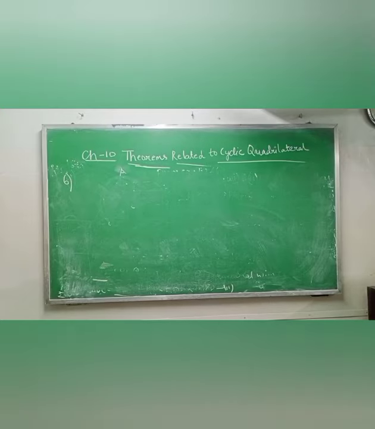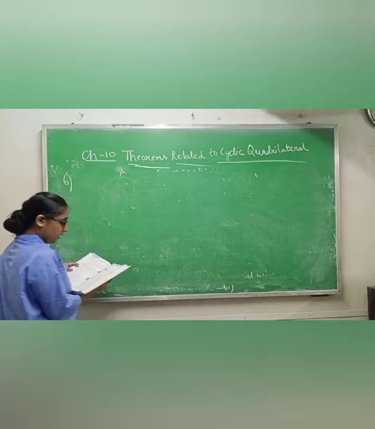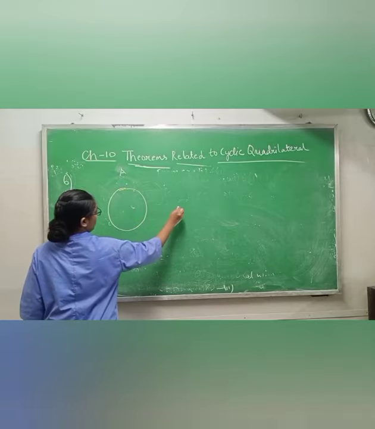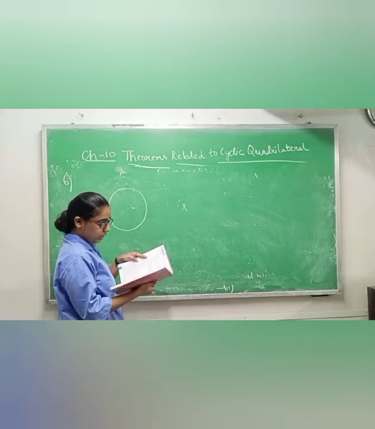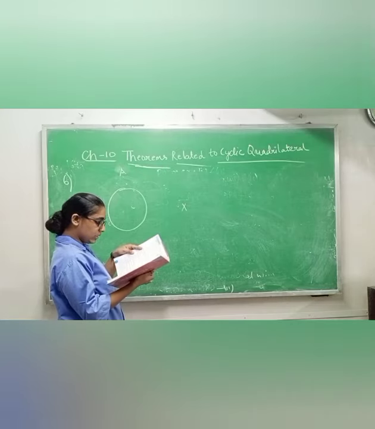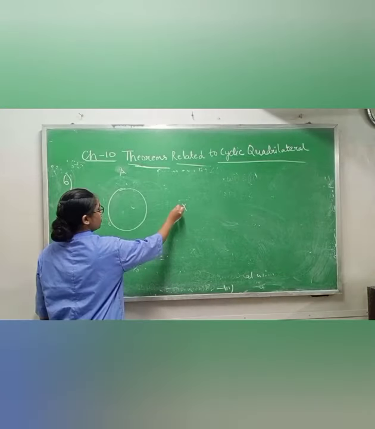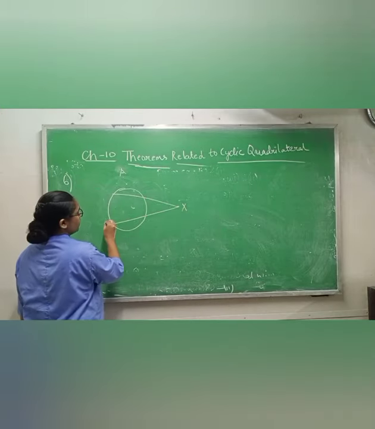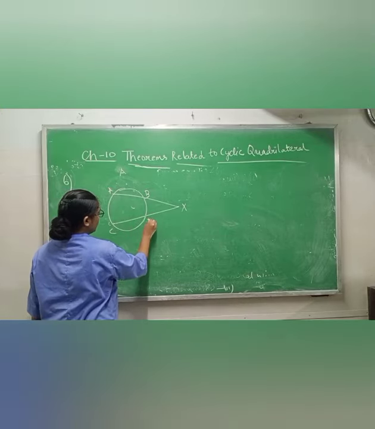Okay, go through. Now class 10, read question number 6. Mohit drew two straight lines through any external point X to a circle. Mohit drew two straight lines through a point X, and this point is an external point. Two straight lines from X to a circle, which intersect the circle at points A, B and C, D.